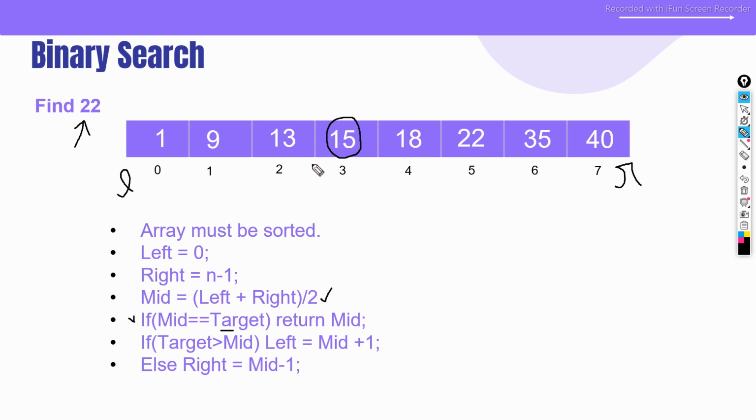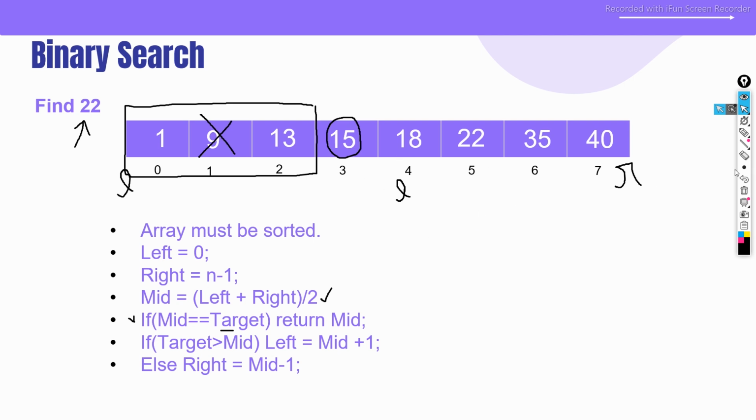So we can say that the part which is less than 15 can be eliminated. This part will be eliminated, and we will update our left pointer to meet plus 1. So the left pointer will come here. Then we will repeat the process again.